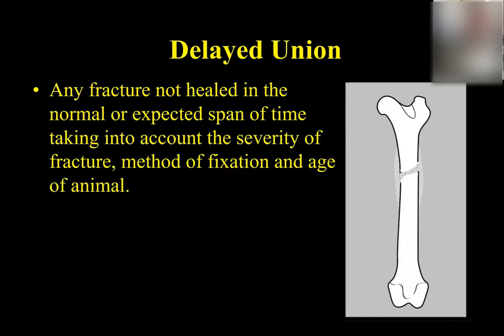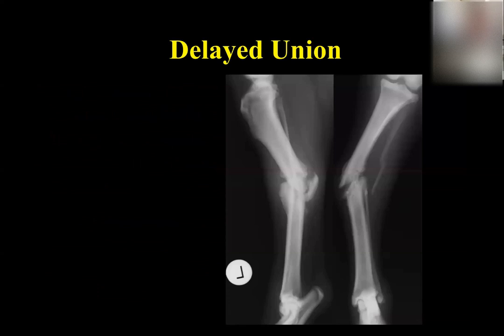Okay. A delayed union is a fracture. Again, maybe you got a callus formation, but for whatever reason, it's taking longer than you would expect it to heal. So that's a delayed union, and you can't really diagnose that unless you know how long it's been since the dog fractured the leg.